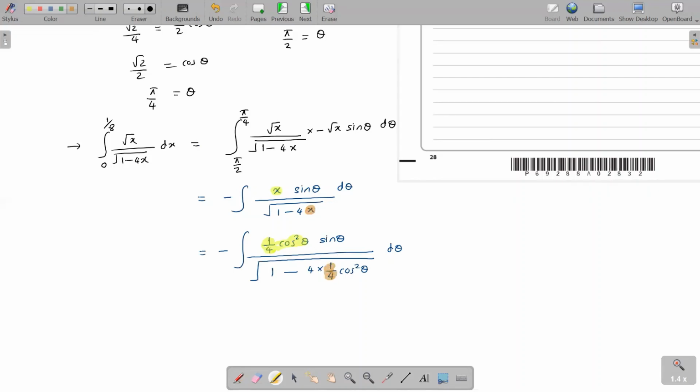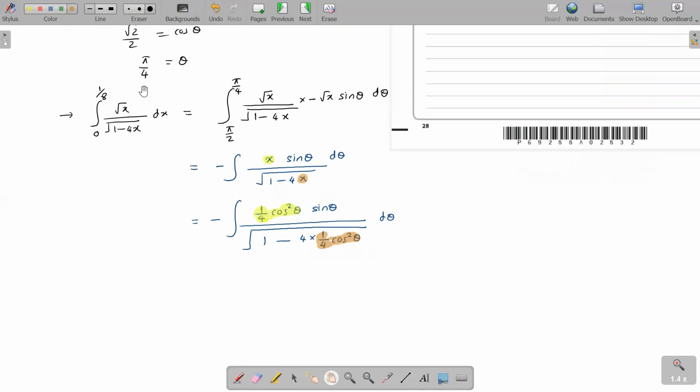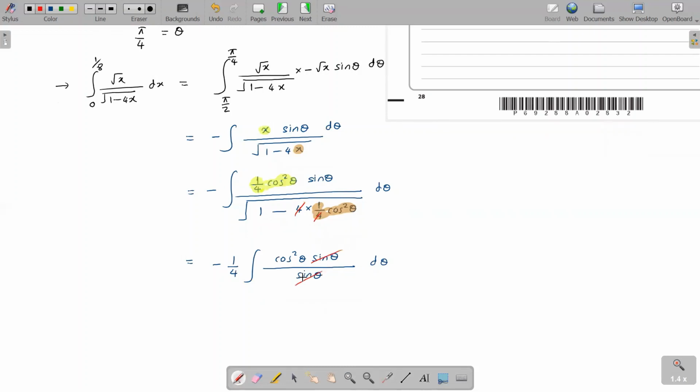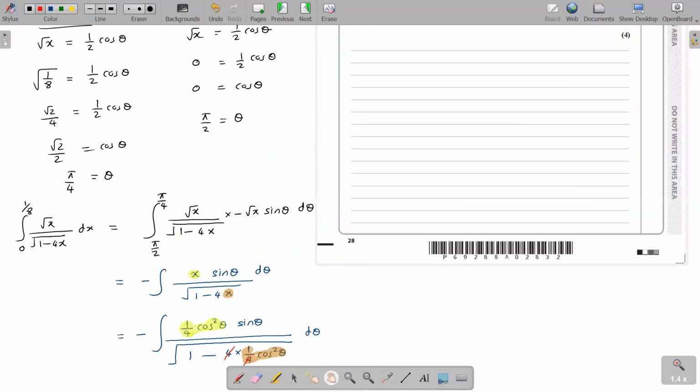Okay, so now let's simplify. The 1 over 4 in the numerator, I'll take it out, so I get cos square theta sine theta over, and the 4 and 4 cancel here. 1 minus cos square is sine square. Root of sine square is sine theta. Do you agree with me? 1 minus cos square is sine square. Square root of sine square is simply sine theta. And then when the sine theta cancels, you end up getting here.